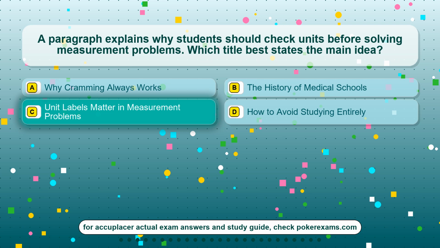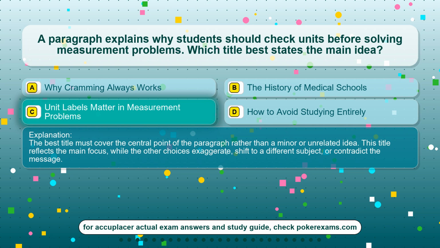The correct answer is option C, Unit Labels Matter in Measurement Problems. The best title must cover the central point of the paragraph rather than a minor or unrelated idea. This title reflects the main focus, while the other choices exaggerate, shift to a different subject, or contradict the message.